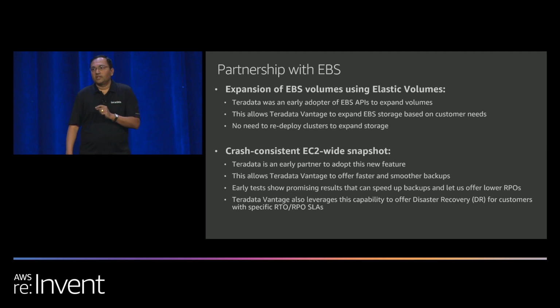More recently, we have been working with crash-consistent EC2-wide snapshots. It helps us with faster and smoother backups, and early tests have been showing that we are able to give a faster RPO for our customers. What I've liked about this capability are the other use cases it can be used for, specifically around disaster recovery to meet specific RTO and RPO SLAs for our customers.